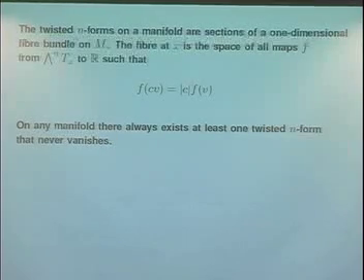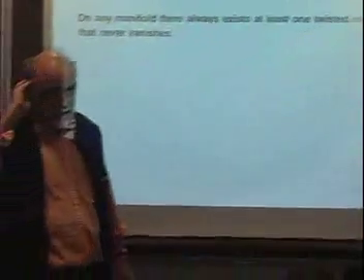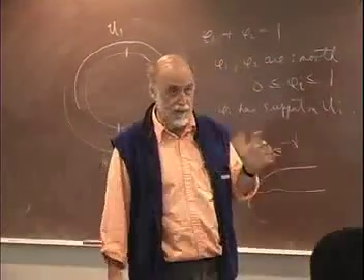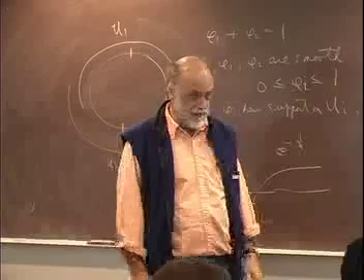Can you do this for lower degree forms, less than n? I'm not going to say anything about that. There is such a notion of twisted forms also, but it doesn't play the same role, although it does.